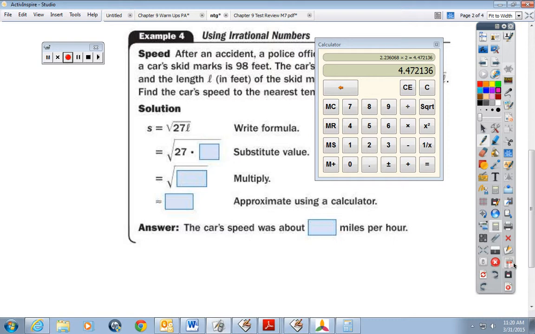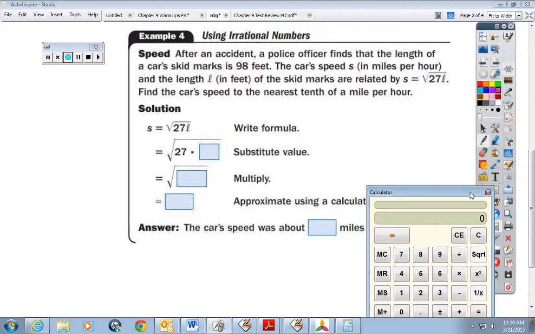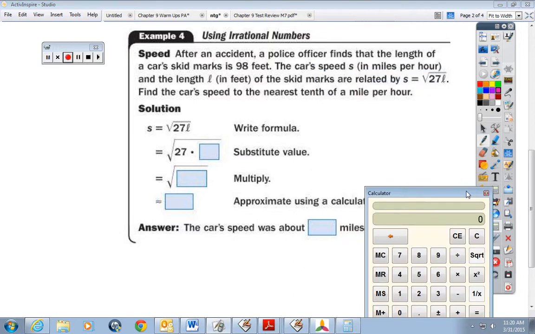They would measure the skid marks. Here's the formula, and S is speed. We can tell the speed of the car, how many miles an hour the car was going, by taking the square root of 27 times the length of the skid marks. After reading the problem, what information do they give us, and what are we trying to find? We're trying to find the speed. Are we trying to find S or L? S. We're trying to find S, and they give us L. They give us the length.